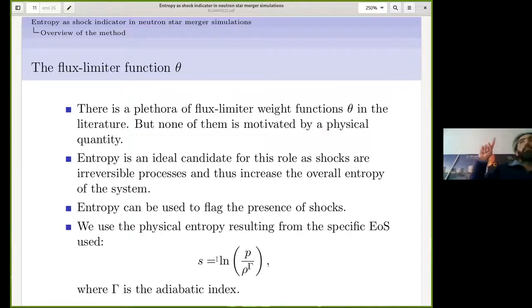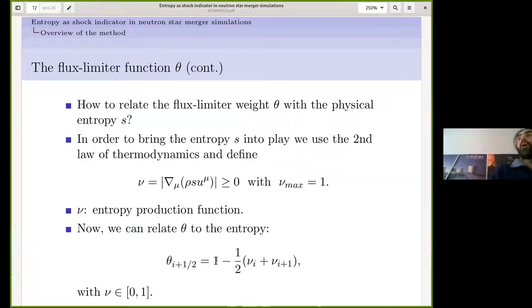Okay, so we said that we have theta and we have the entropy. Now we have somehow to relate them. Okay, so the most physical way to relate theta and the entropy is through the second law of thermodynamics, which is just stating that entropy in a system is zero or increasing, it's never decreasing. And this is exactly what we wrote here. So this is here the second law of thermodynamics. So we see that we have the mass density, the entropy, and the velocity of the fluid.